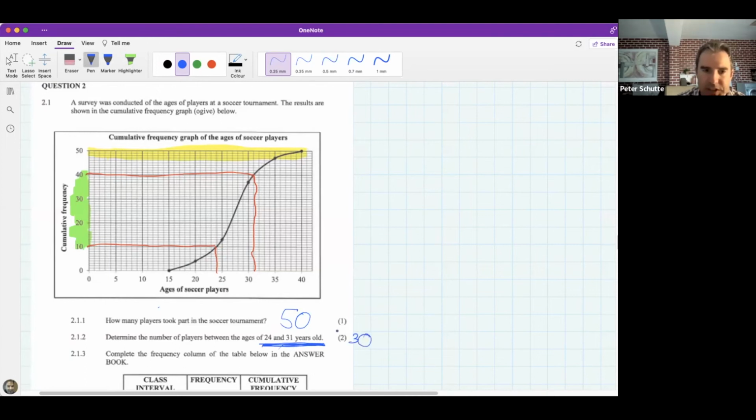It's just going to be 30. So it's going to be 40 minus 10, which is 30. And that's how many players basically are in this age group, 24 to 31, that's the age group. But to get the number of players, I have to go to the other axis. Okay. Give me a thumbs up if that makes sense. Thumbs down if it doesn't make sense. Just want to get a quick check-in.